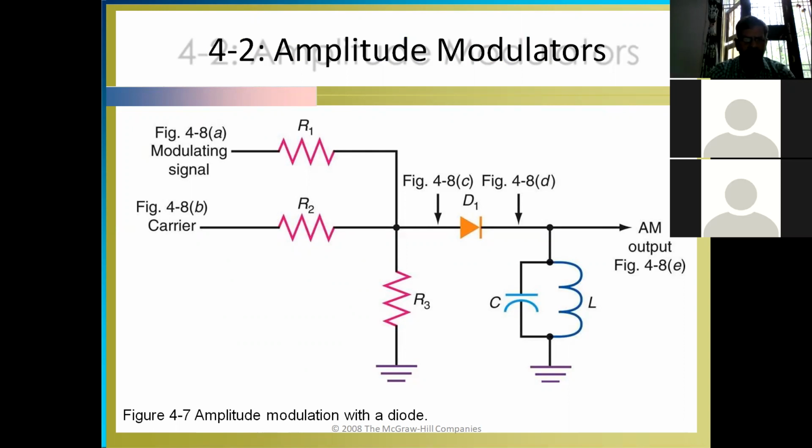In this circuit diagram, that is the amplitude modulation with a diode. Here the modulating signal is applied across R1 and the carrier signal is applied to R2, and there is a diode circuit and a tank circuit, and the output of this circuit is the amplitude modulated signal.